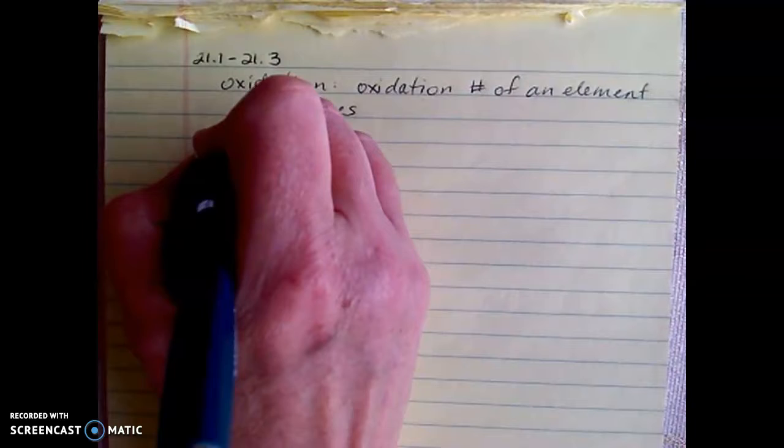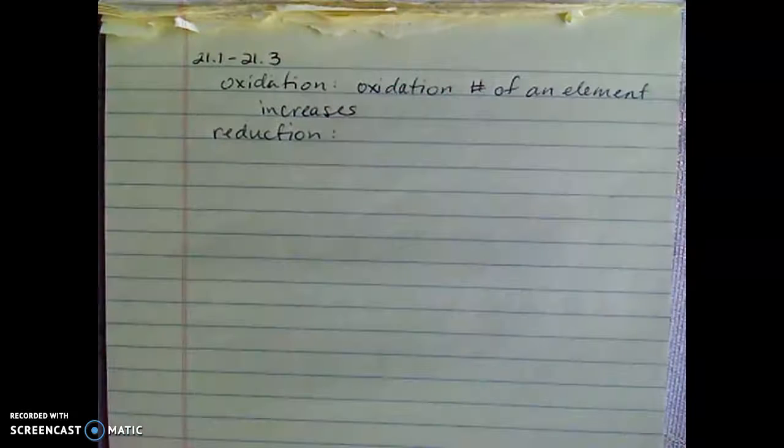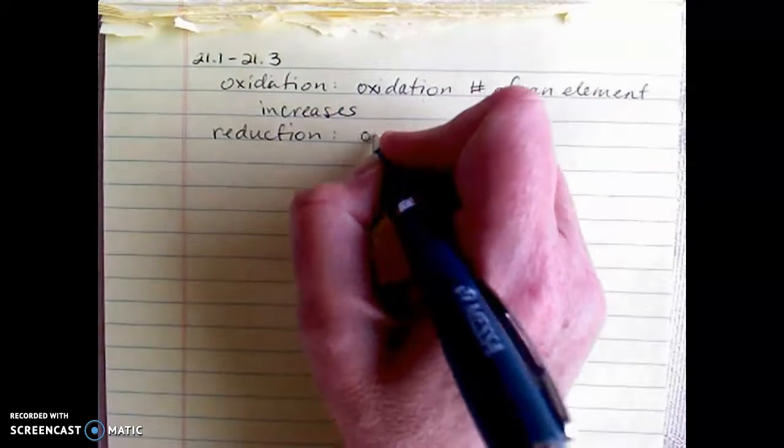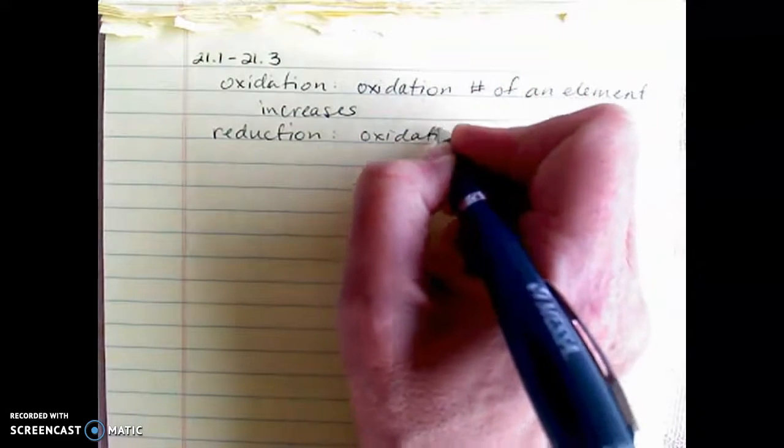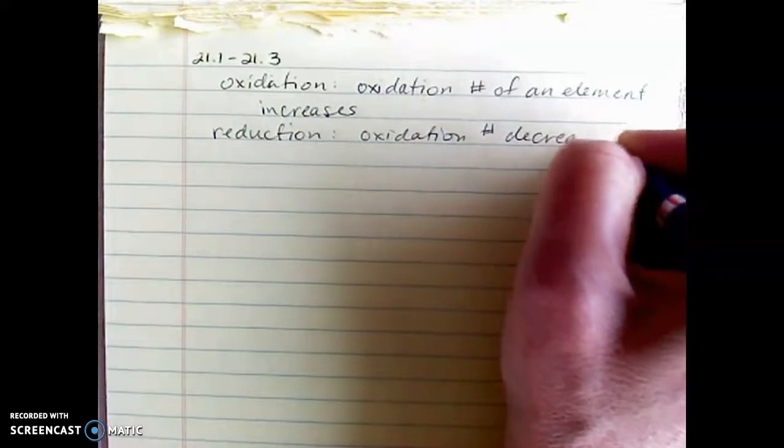And then we have reduction. Again, originally it was defined as when a substance loses oxygen, but now it is known as when an element decreases in oxidation number. So oxidation number decreases. Now what does this mean?